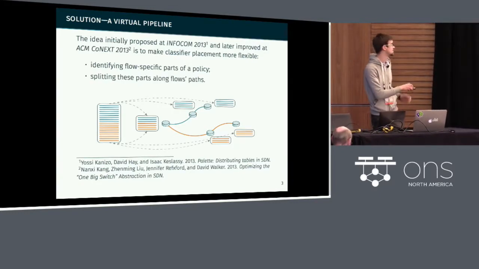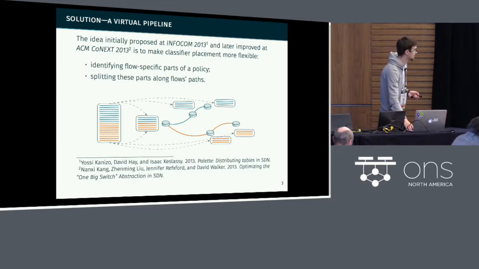And now we are free to take these flow-specific parts and split them along the path in a more or less arbitrary way, as long as we maintain the equivalence with the initial policy and we fit the switch capacity. So this gives us more flexibility. And the important building block here is the operation of taking the flow-specific policy and switch capacities along the path, and finding this equivalent splitting.